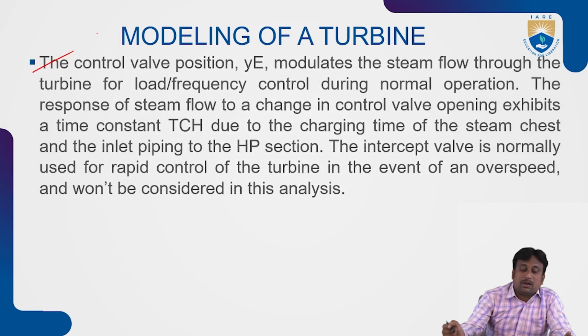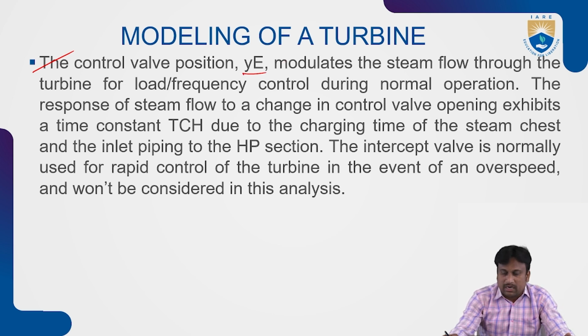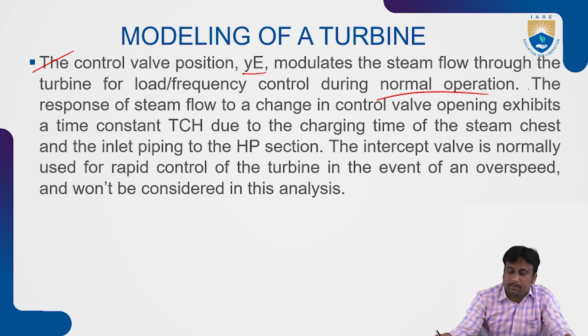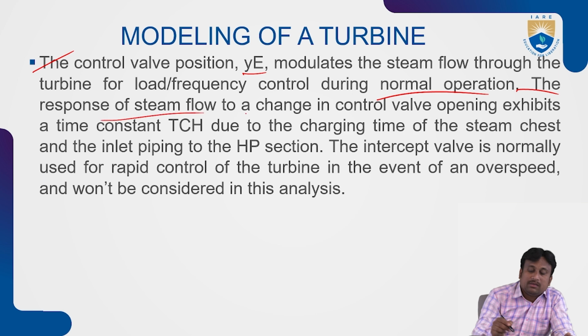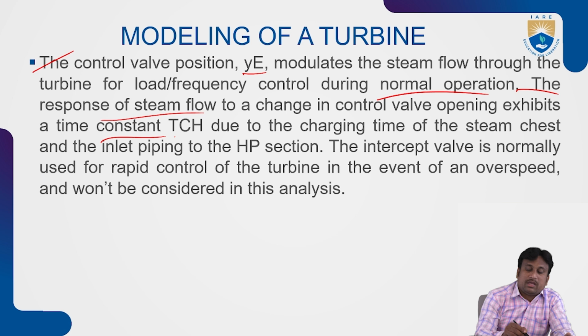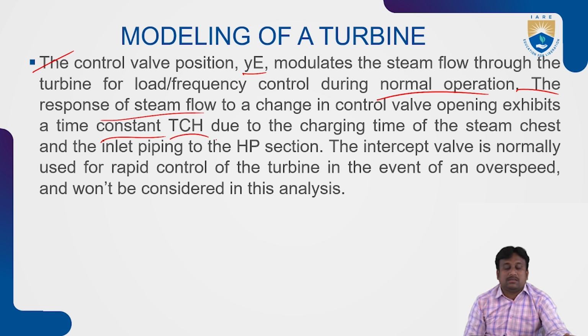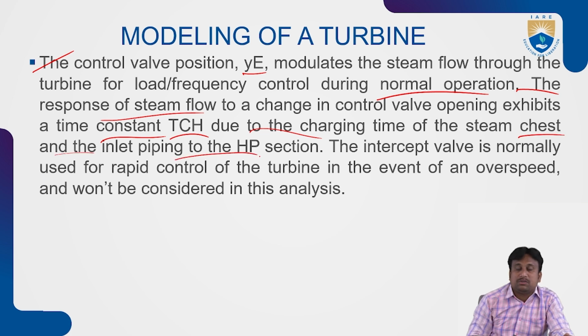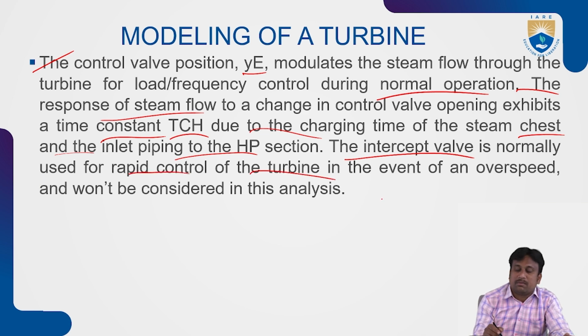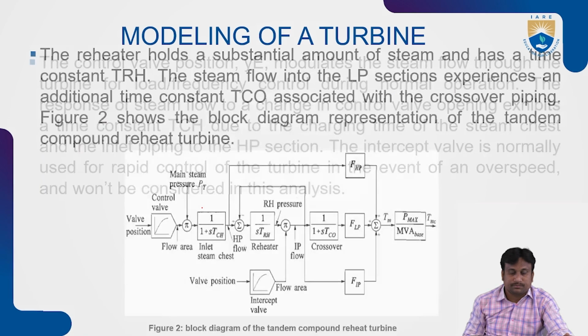Here the control valve position, denoted with Y suffix E, modulates the steam flow going through the turbine for load or frequency control during normal operation. The response of the steam flow to a change in control valve opening exhibits a time constant, represented by TCH, which is due to the charging time of the steam chest and the inlet piping to the HP section. The intercept valve is normally used for rapid control of the turbine in the event of an overspeed, and it won't be considered in this analysis.